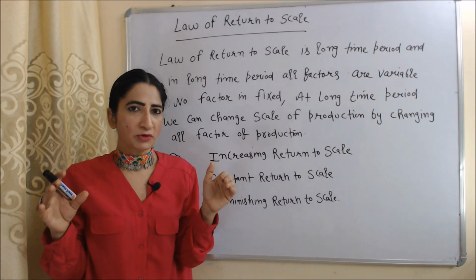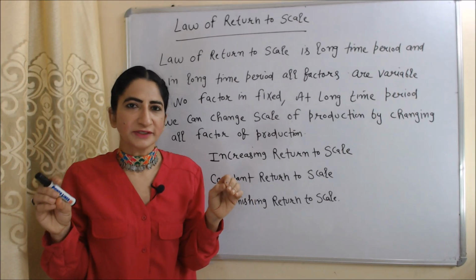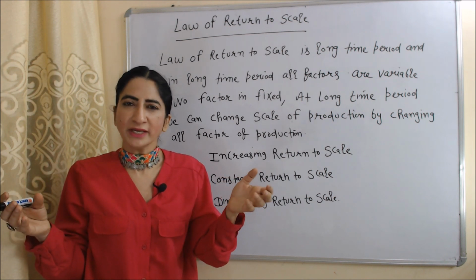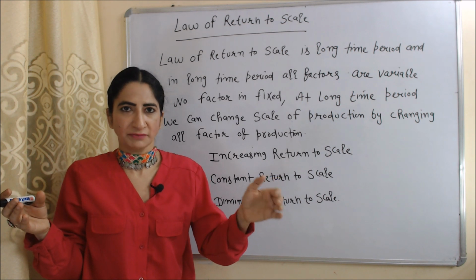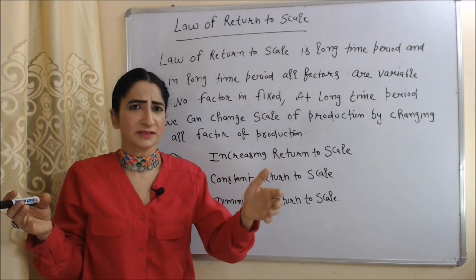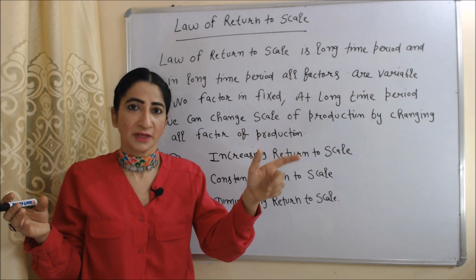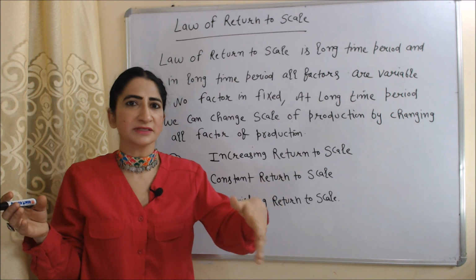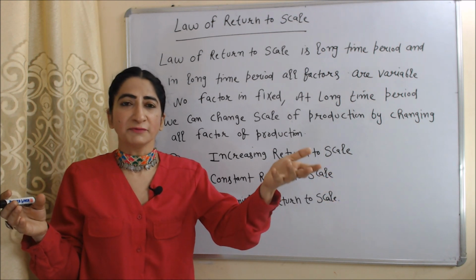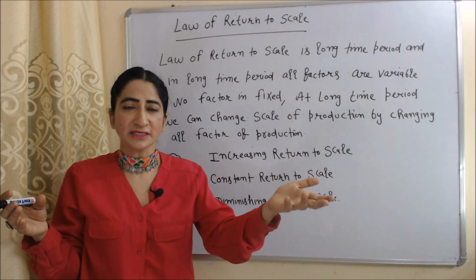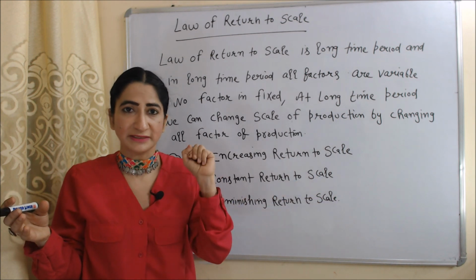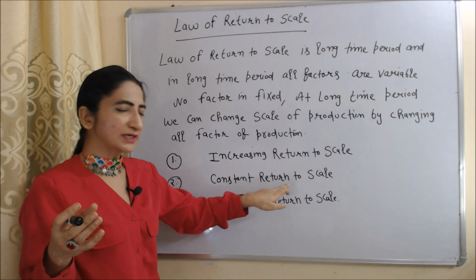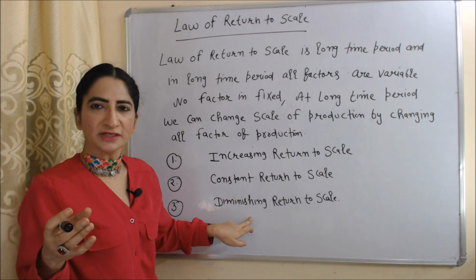Now we are going to talk about the law of return to scale. Law of return to scale is a long time period law. And in the long time period we can change all factors of production. Means in the long time period all factors are variable, no factor is fixed. Or we can say that in the long time period we can change the scale of production by changing all factors of production. And when we change the scale of production by changing all factors of production, 3 possibilities can arise. One is increasing return to scale, second is constant return to scale, third is diminishing return to scale.